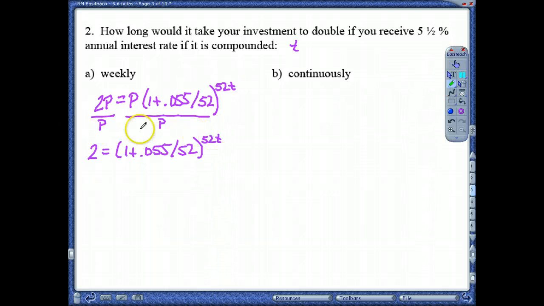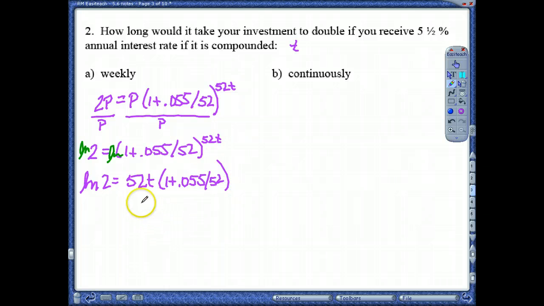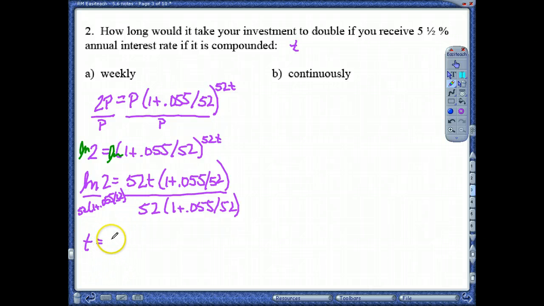I want to get in here at this power, so I'm going to natural log both sides, because when I natural log both sides, I'm allowed to bring my power down in front. When my power's down in front, now I can solve. And I'm going to solve it all at the same time by dividing both sides by 52 times ln of 1 plus 0.055 divided by 52. I'm going to divide the other side by the same thing. Eek! Got it in there. So time is going to be, and we're back to 3 decimal places.